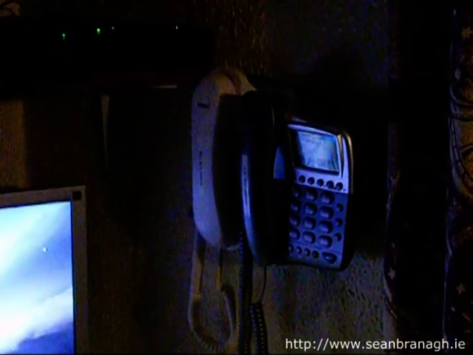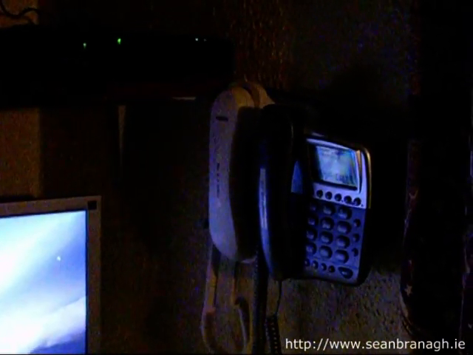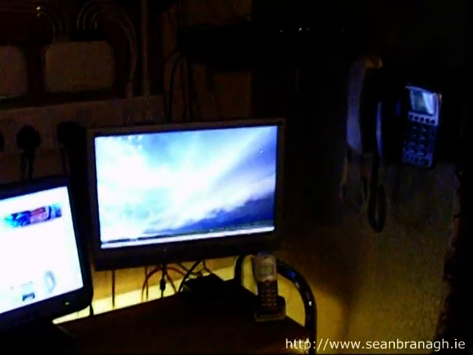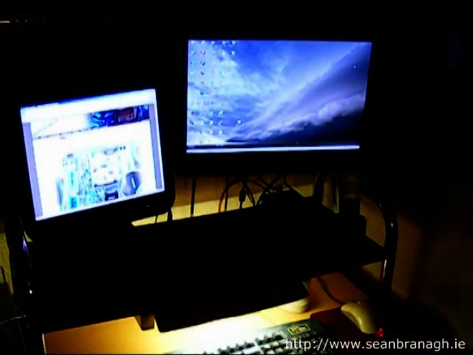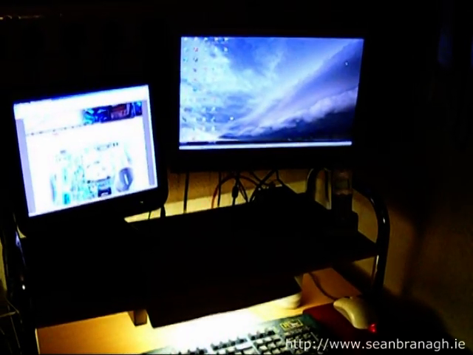To the right I have two telephones, one for my standard BT line and one voice over IP line provided by Vonage. Below is my main desktop machine, which has dual monitors. You can also see the Vonage telephone adapter.